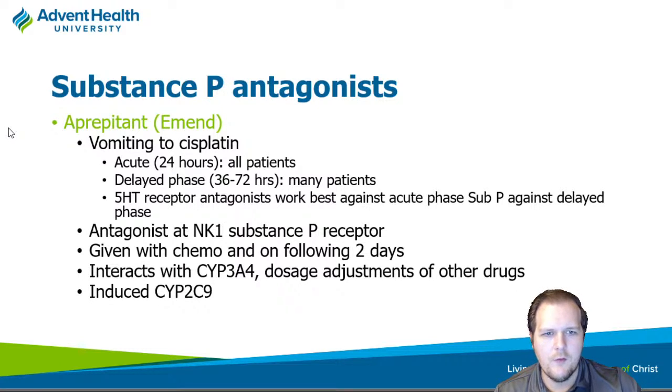And so we'll typically give it over the course of 3 days or so. We're going to use this in conjunction with other agents like our serotonin blockers, like ondansetron, that work better for the acute phase, and then the substance P antagonist, like aprepitant, is better for the delayed phase. And so we're going to block substance P at this NK1 receptor here. And as I mentioned, we'll typically give it the day they get chemo, and then like 2 days afterwards.